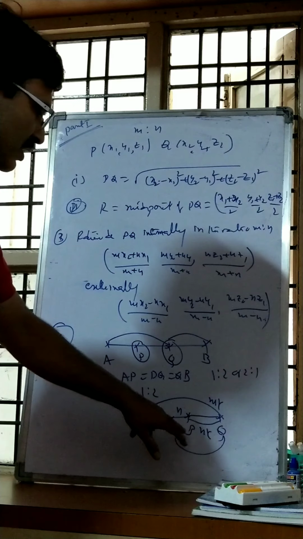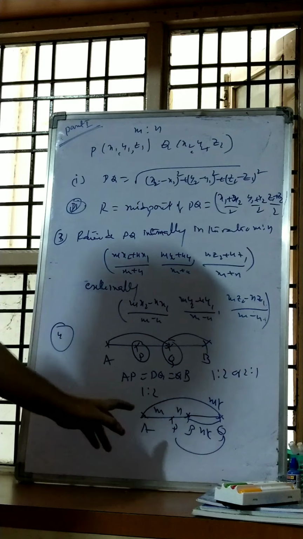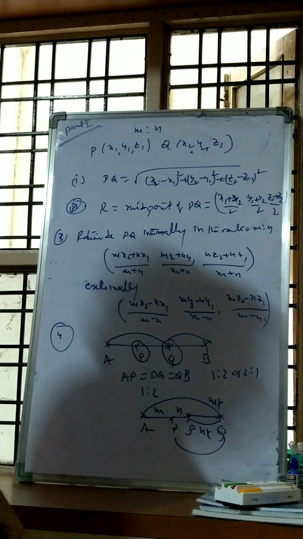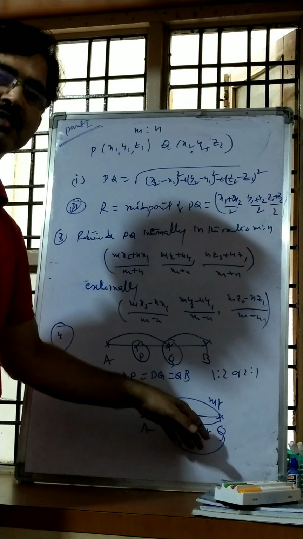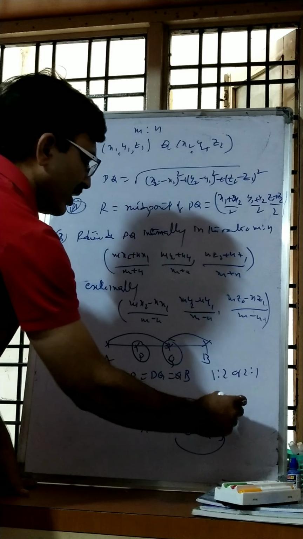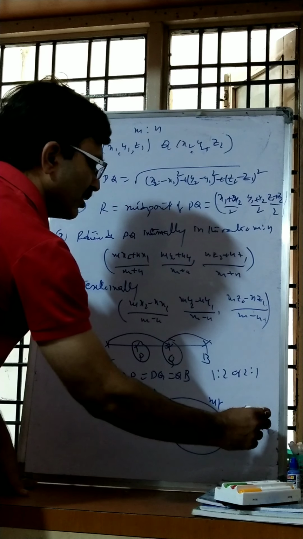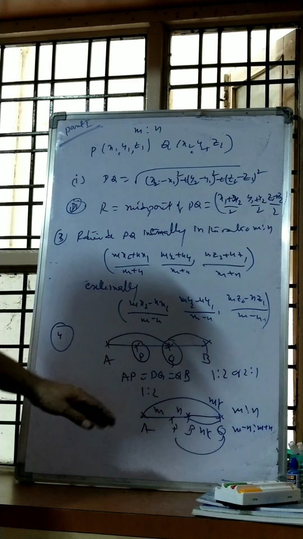Harmonic conjugate with respect to AB. And with respect to PQ, AB are also what? Harmonic conjugate. A divides externally, B divides internally. If it is m:n ratio, then it becomes what? m minus n to m plus n ratio, we can write, right?